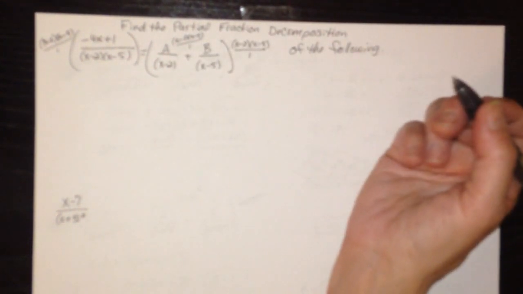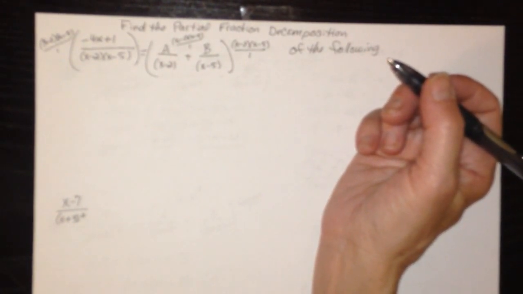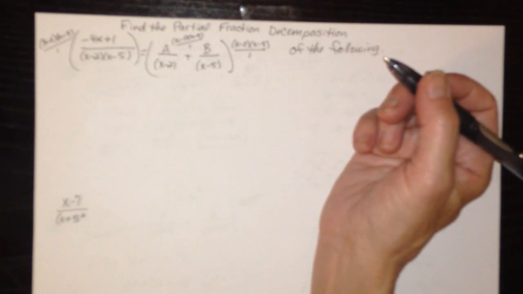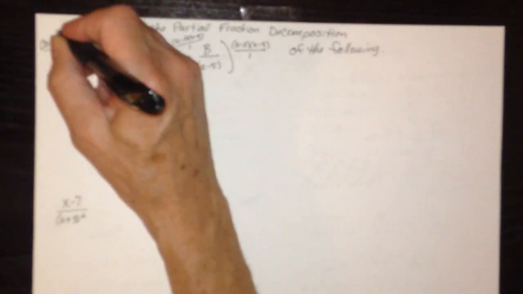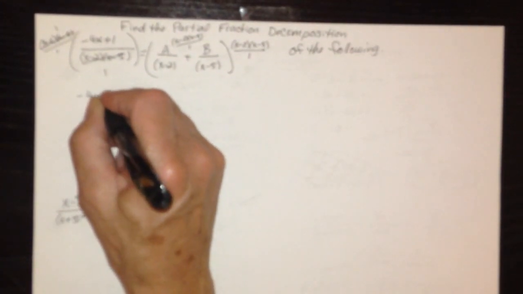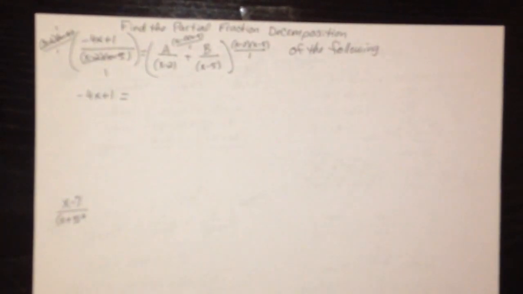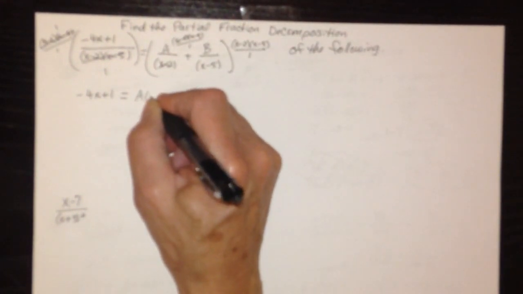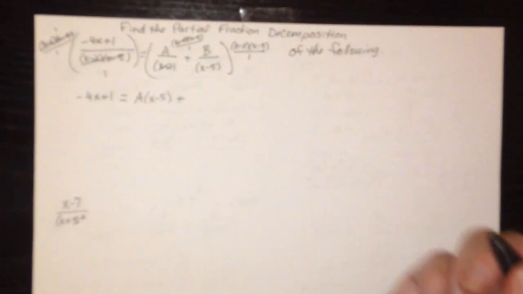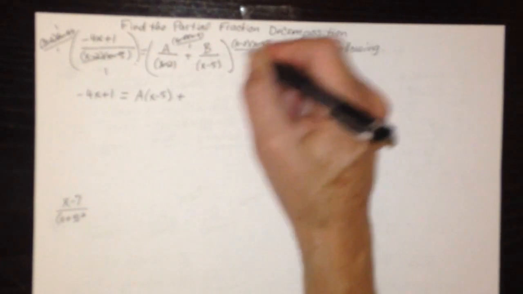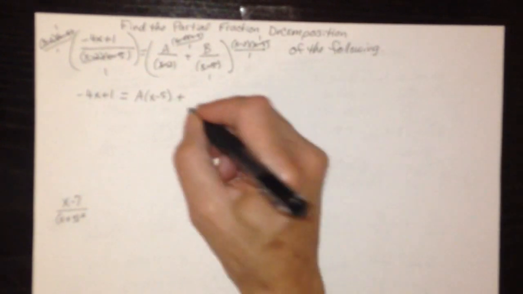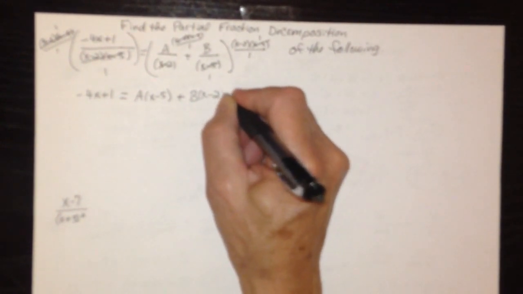On the left-hand side, x minus 2 times x minus 5 times negative 4x plus 1 over x minus 2 times x minus 5. What happens is these terms cancel, and we're left with simply negative 4x plus 1 on the left-hand side. On the right-hand side, a over x minus 2 times x minus 2 times x minus 5. The x minus 2's cancel. We're left with a times x minus 5 plus b over x minus 5 times x minus 2 times x minus 5. Right here, the x minus 5's divide out, and we're left with b times x minus 2.